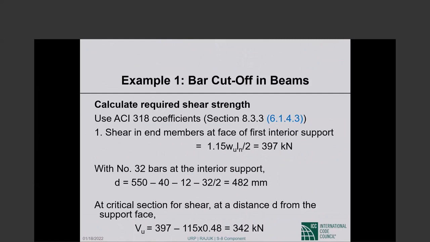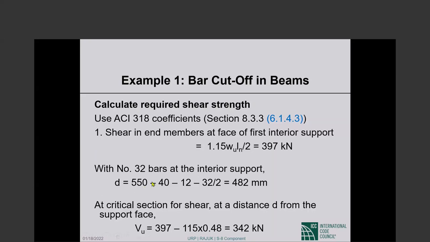Shear. By the same table, ACI coefficients, section 8.3.3, shear in end members at face of first interior support, that is the largest, 1.15 wL by 2, and at every other support it is 1.0 times wL over 2. So 1.15 wL by 2 comes to 397 kilonewtons of shear.